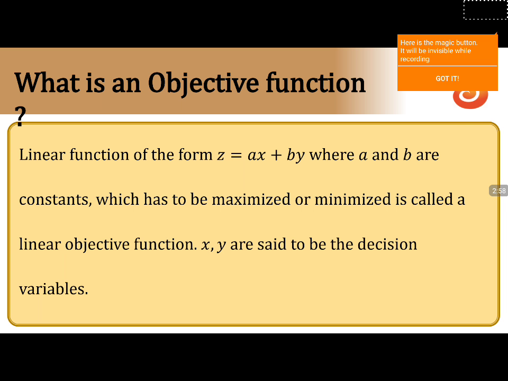And of course, we know that in the case of decision variables, x and y are strictly non-negative. Usually, we take them in the first quadrant. The solutions should be considered only in the first quadrant, not in the second or third quadrant. So at last, the linear function of the form z equals ax plus by, where a and b are constants, and which has to be maximized or minimized, is called a linear objective function.